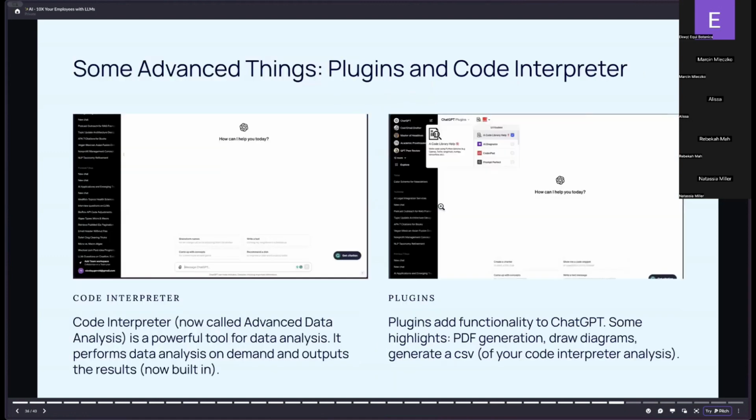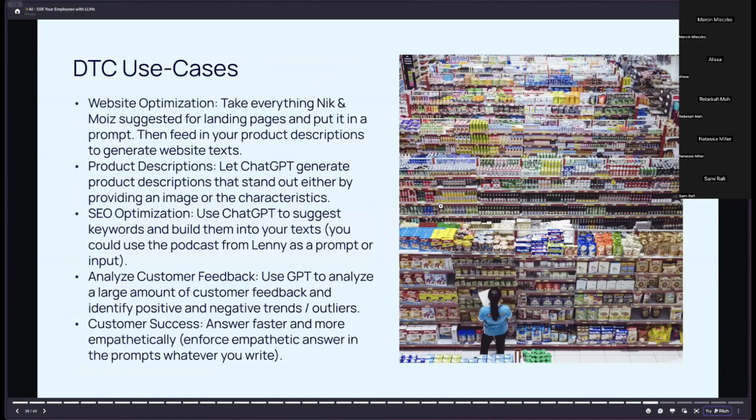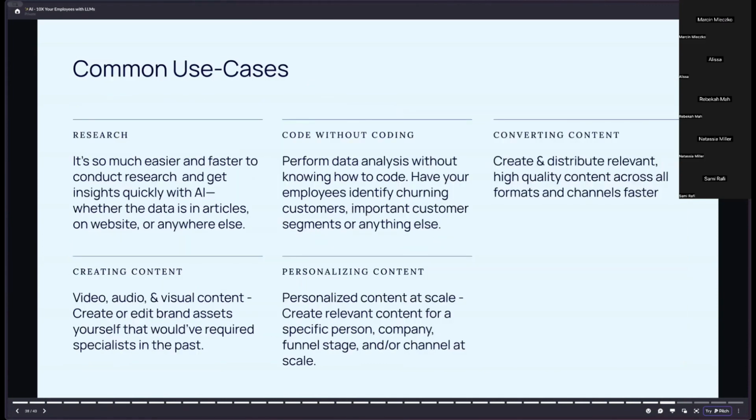And this is just some advanced stuff. I will close it here. You can look through it in the presentation: plugins, code interpreter, what it means. Like the ChatGPT app, basically just go for a walk and talk to it. It's crazy good. Some D2C use cases like website optimization: take everything Nick mentioned in the podcast, throw it into a prompt and look what text you get. Product descriptions, SEO optimizations is a good one, analyzing customer feedback, but also customer success messages.